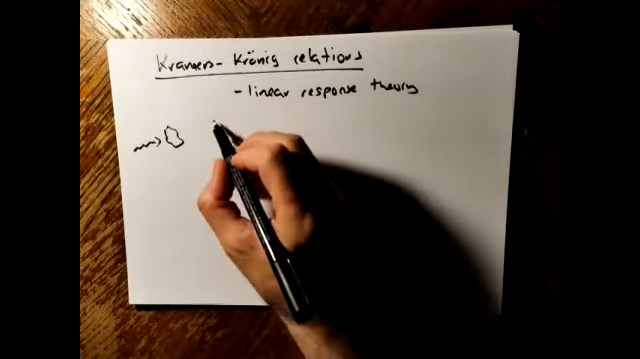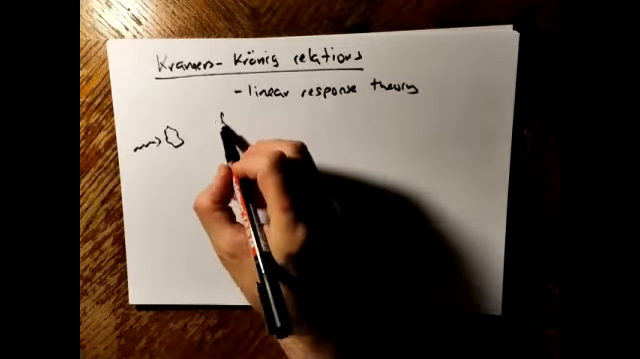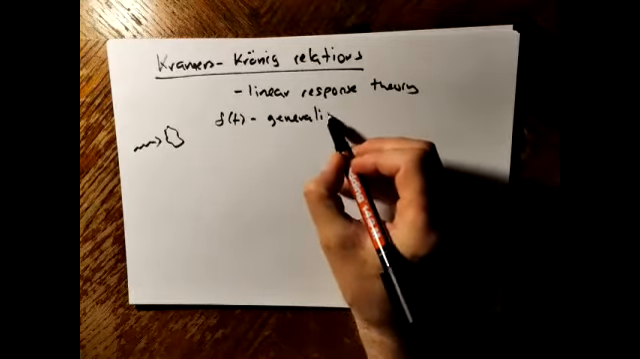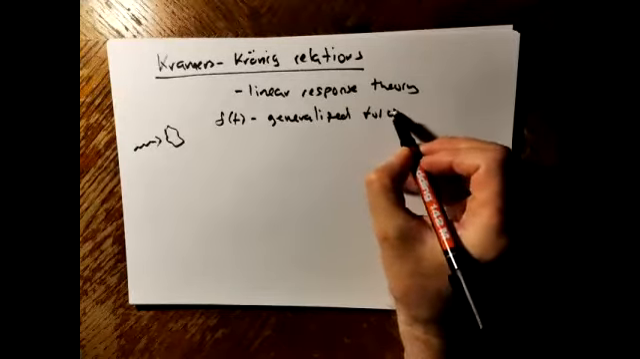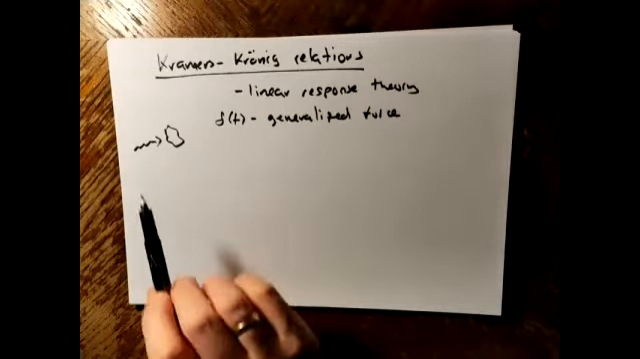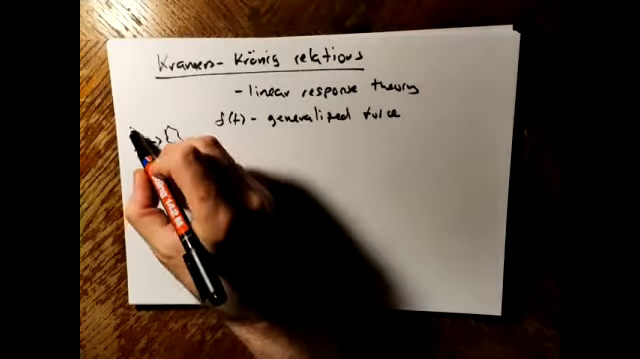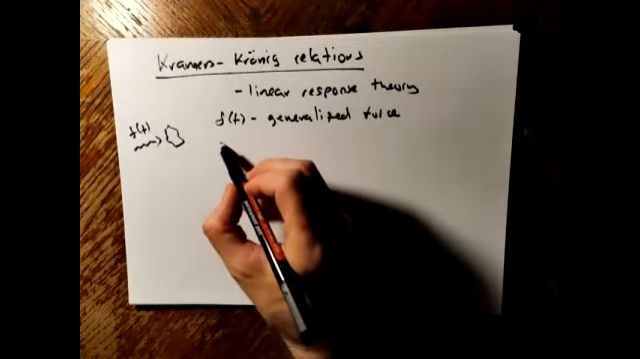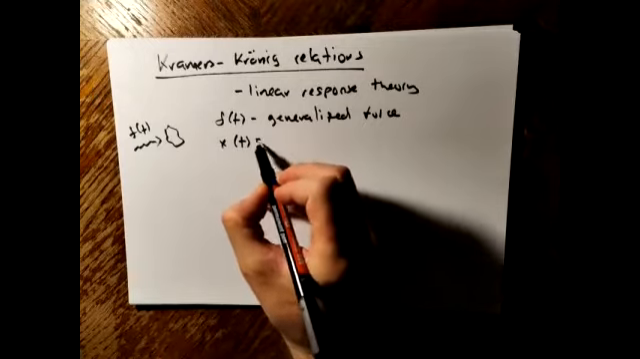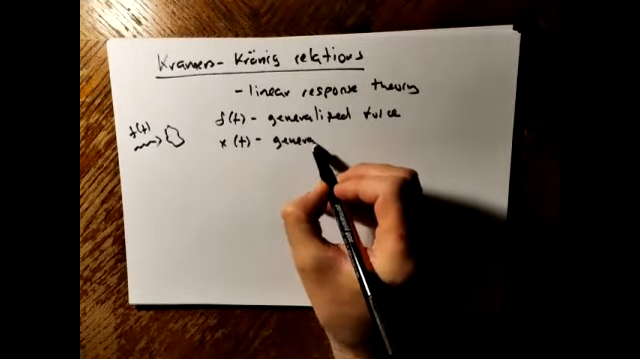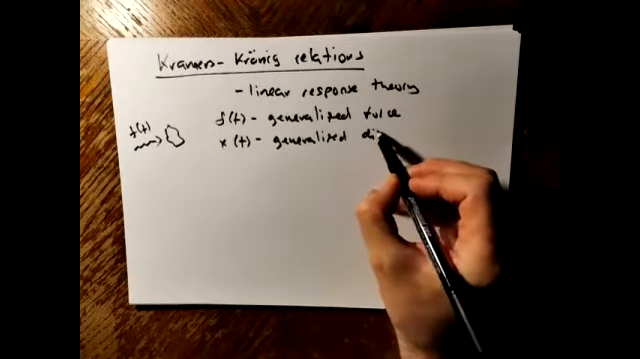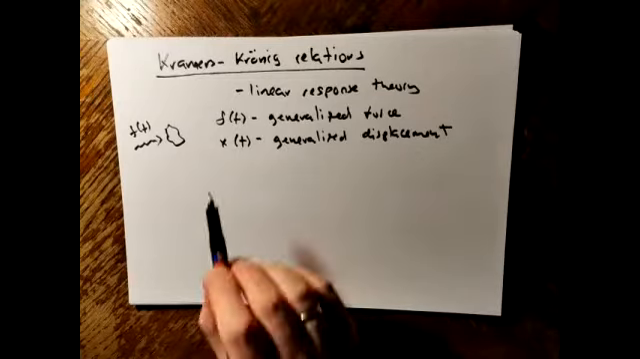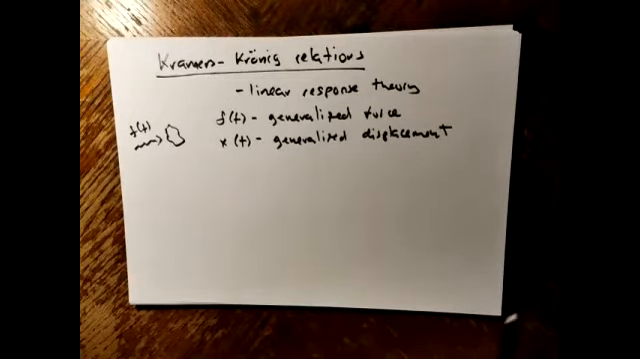The two concepts you need are, I'm going to call it f of t, a generalized force. A generalized force is something that you apply to your system. Then your system starts to respond to it, and what you actually measure is the generalized displacement. These are the two central quantities that we are going to be talking about.